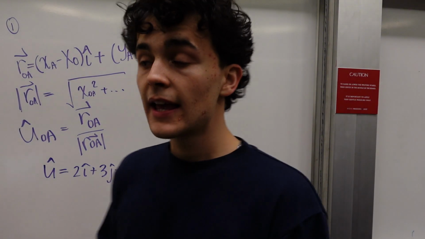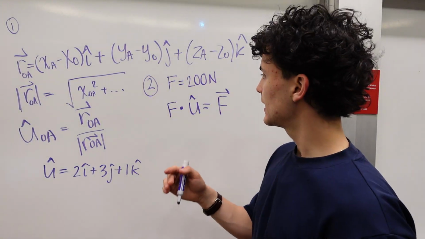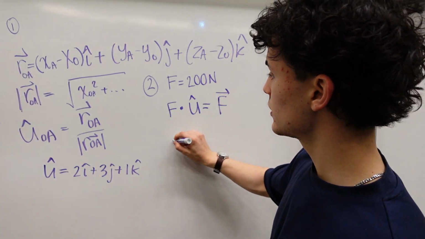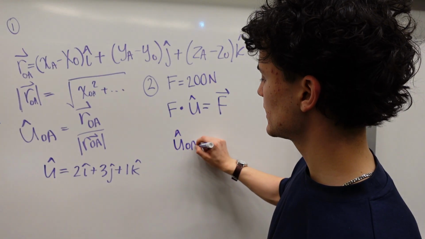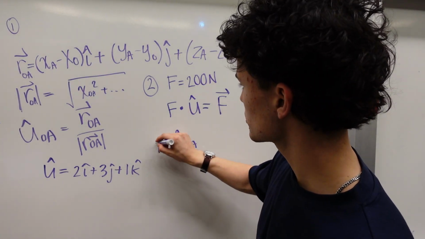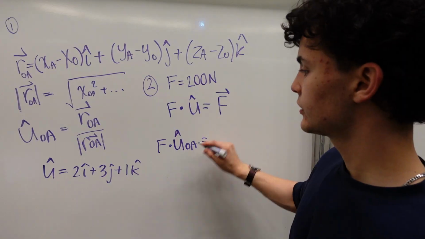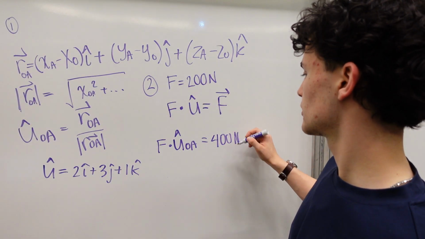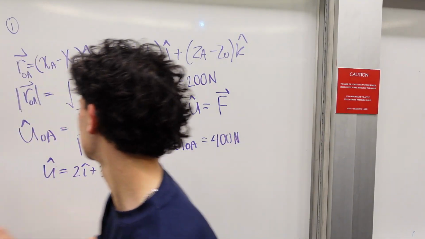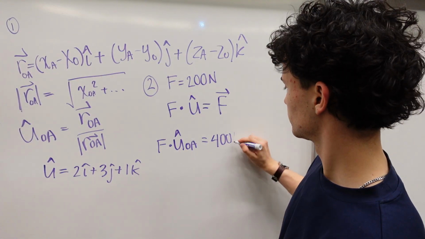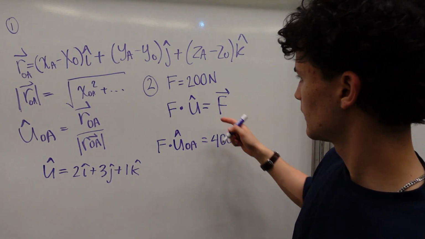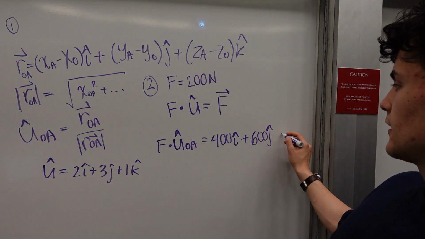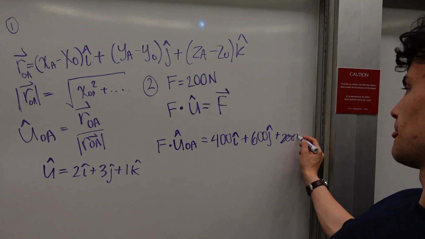So with this, if our force value is 200 newtons, then literally all we would need to do is just go, okay, so then force times UOA is just going to be 2 times 200, boom, 400 newtons. I don't need to write it there, but 200i plus, and then boom, 600j, and you get the point, 200k.